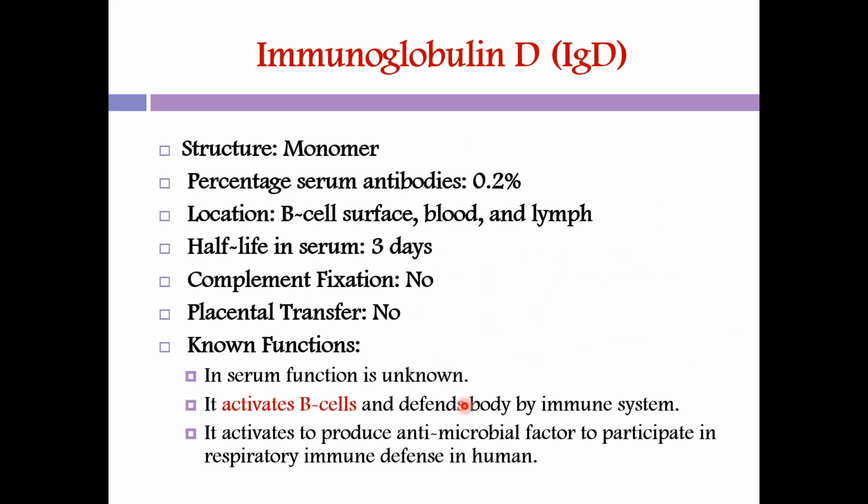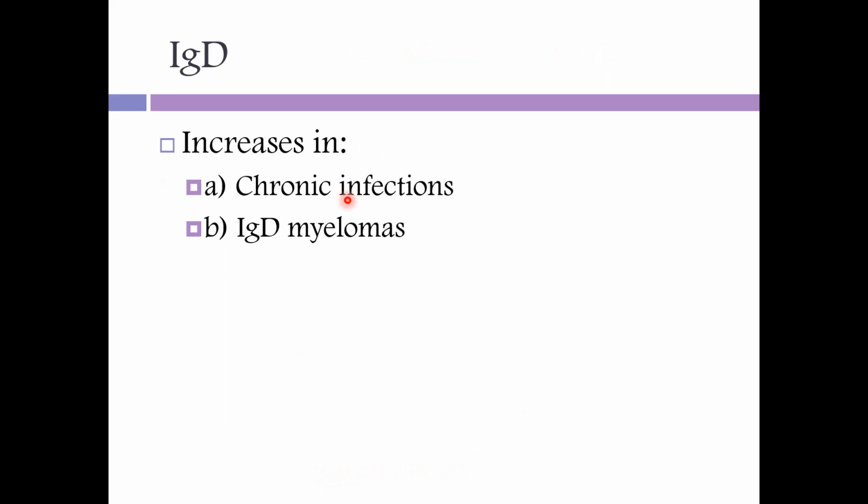IgD is a monomer. It's present in a very small amount, 0.2%, and it's located mainly on the B cell surface receptors, and it can also be there in the blood and lymph nodes. Half-life is 3 days. It doesn't have any property of complement fixation or placental transfer, whereas its main functions are: it activates the B cells and defends the body by immune systems, and it activates to produce antimicrobial factors to participate in respiratory immune defense in humans. It's increased mainly in chronic infections.